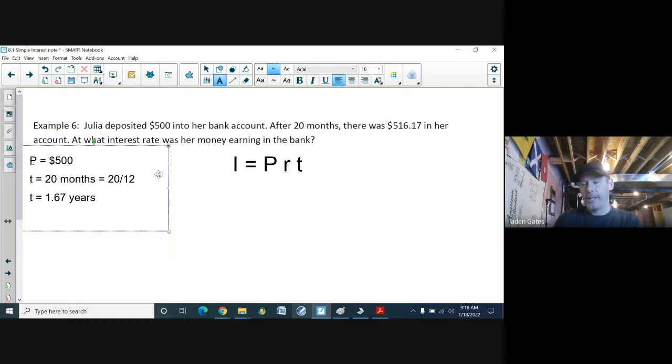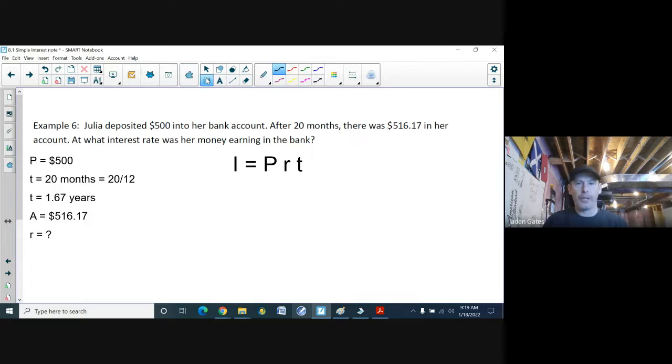Now, after those 20 months, or 1.67 years, I should say, we have $516.17 in the account. That means that is all of her money plus the interest. That is what we call our A, our amount that's in there. It's $516.17. All right, now we're going to come back to that number. Then the last sentence says, at what interest rate was her money earning in the bank? So we got our R is equal to, we don't know. If we're going to use our simple interest formula, we've got our P here. We're looking for the R, so that's no problem. And we have our T. What we're missing here is our I.